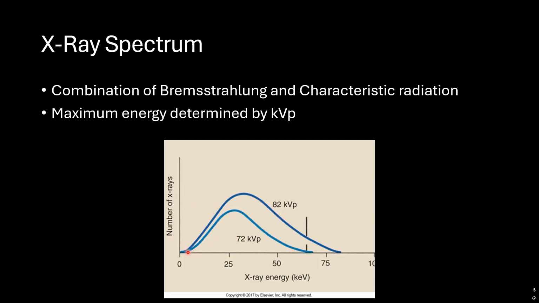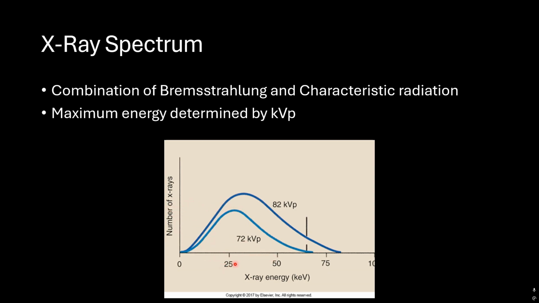From these two we have the X-ray spectrum. It's a combination of bremsstrahlung and characteristic radiation. The maximum energy is determined by kVp. So we will have different X-ray energies, and for each X-ray energy we have a number of X-rays with the same energy.